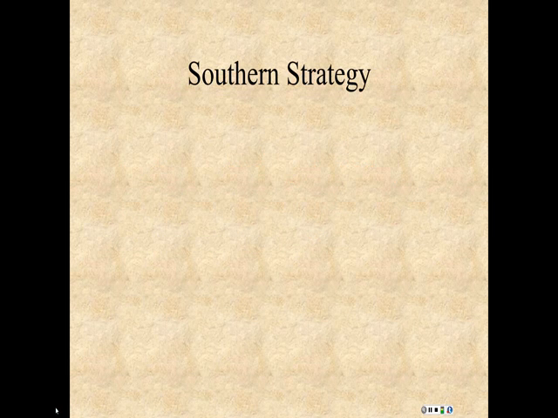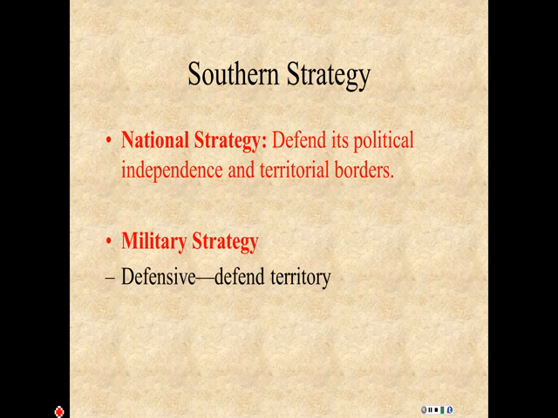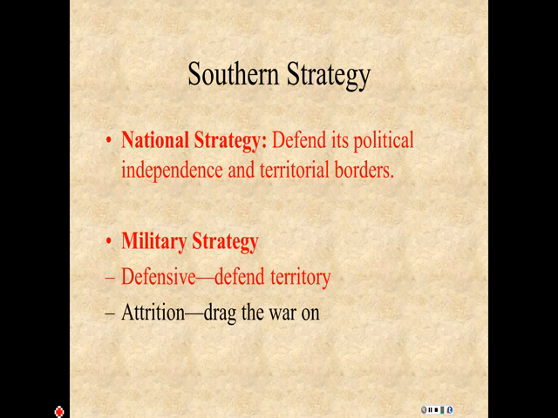So then overall our picture is this, that in the South, the national strategy is defend your political borders, and how are you going to do that? How are you going to carry that out from a military perspective? You're going to just defend your territory, and you're going to focus on this idea of attrition, right? That you're going to try to maximize your opponent's casualties. Of course, that's what everyone does. Minimize your own, of course.